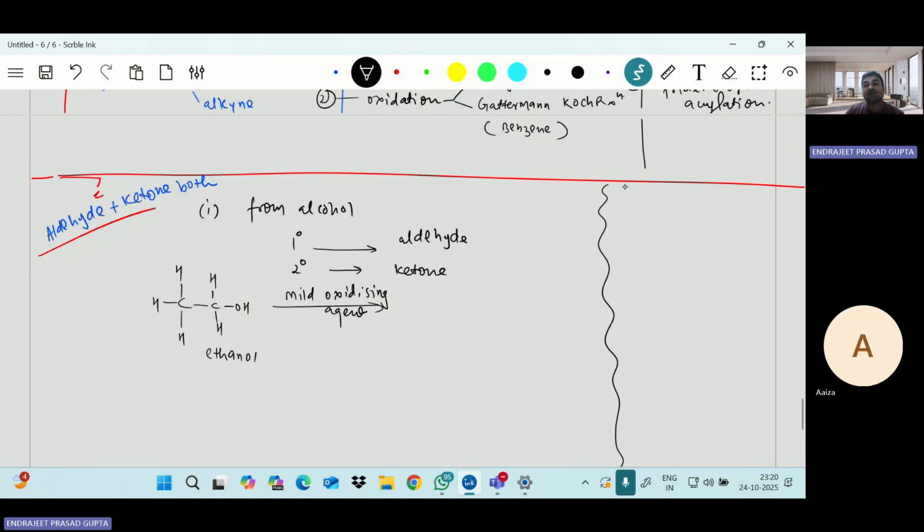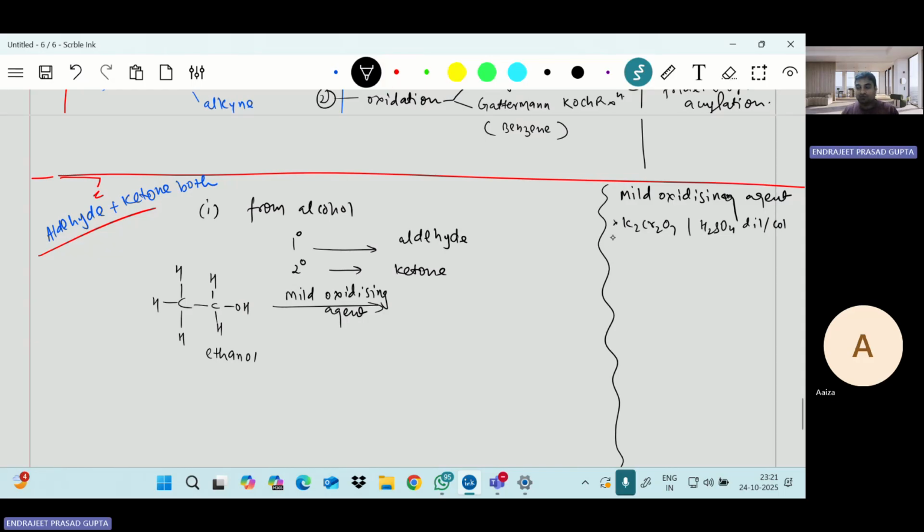Here I am writing mild, because in every chapter this will help you. Mild oxidizing agent. So you can take K2Cr2O7 with sulfuric acid, which should be very, very dilute and cold. If you take it concentrated, it will be a strong oxidizing agent.